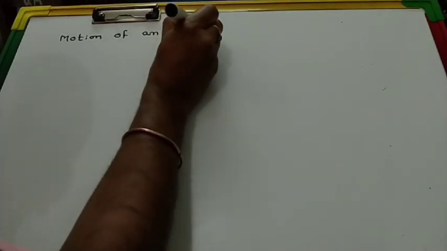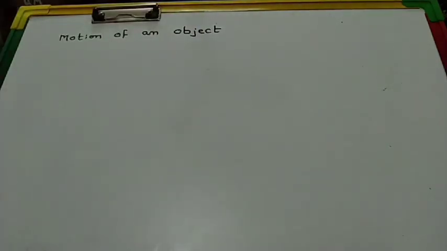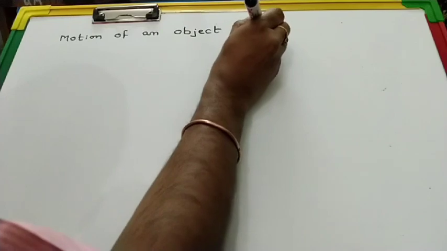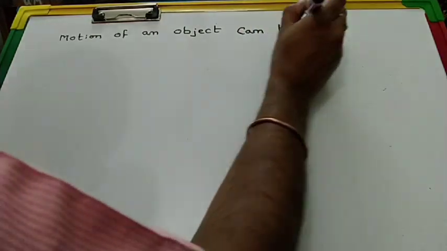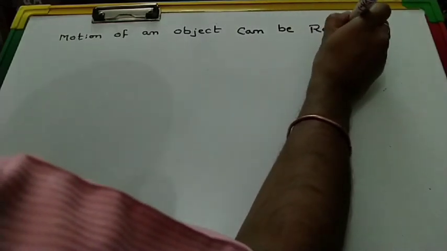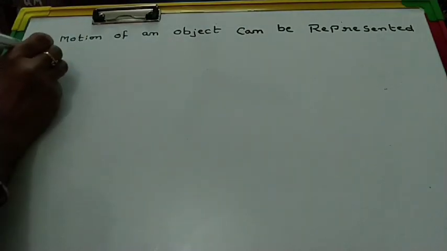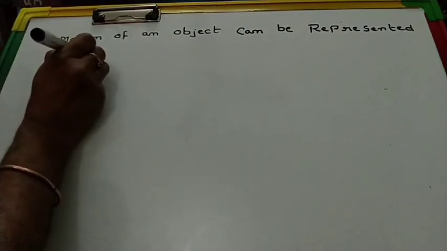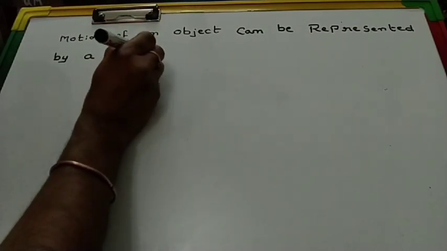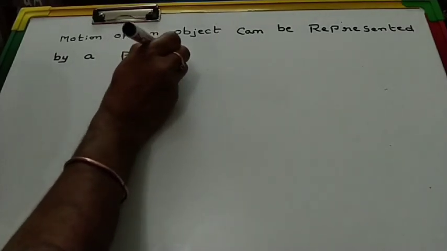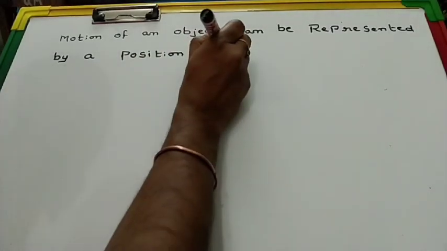Students, in this video we are going to discuss motion of an object. Motion of an object can be represented by a position time graph.